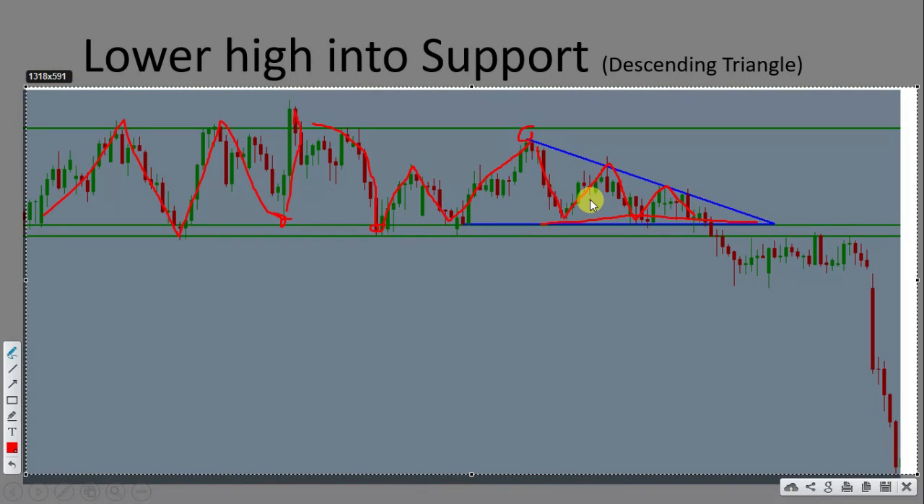So this is a descending triangle in this area, and mostly it will break this level. See, finally it broke that level, though there is a retrace. And see, at the end of the movement, a big move, because this is a struggling area and finally it broke the level, and strong sellers entered.